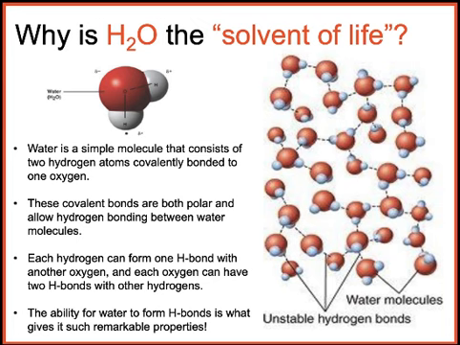Each hydrogen can form one hydrogen bond with another oxygen, and each oxygen can have two hydrogen bonds with other hydrogens. So the ability for water to form hydrogen bonds is what is really remarkable in this scenario. These covalent bonds are polar and allow hydrogen bonding between water molecules, and each of those hydrogens can form one H bond. So that's what we just went through.